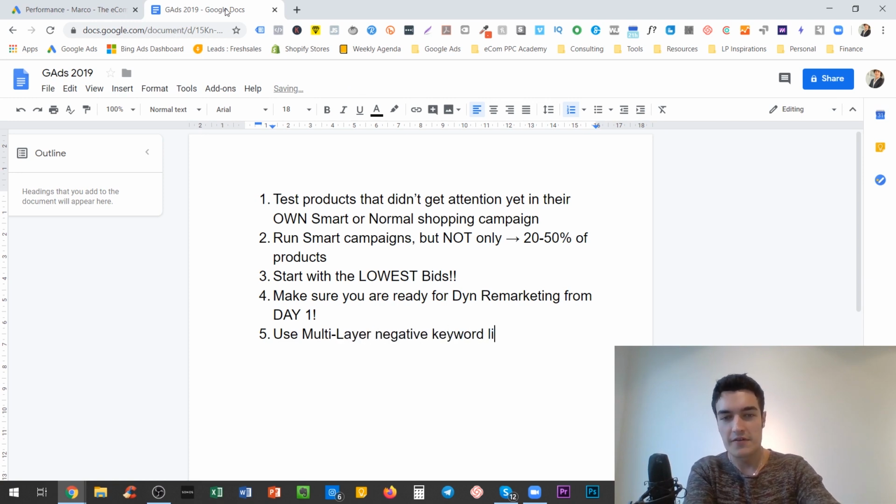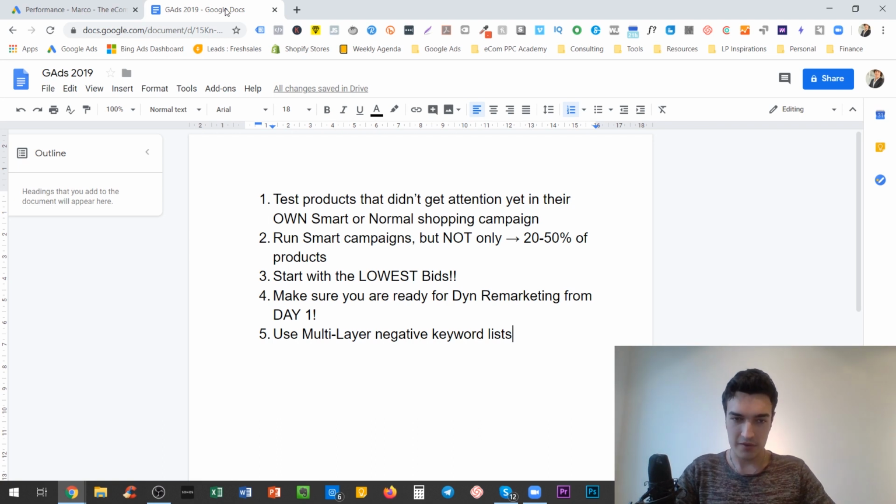All right, then next step is use multi-layer negative keyword lists. So you all know negative keyword lists, right? That block certain traffic from your account. Many people, especially with a general store, where it's somewhat okay, use just one big negative keyword list. What you should do, especially if you have a niche store, is have multiple layers of negative keyword lists that reflect different stages and different keyword types that you can apply wherever they make the most sense.